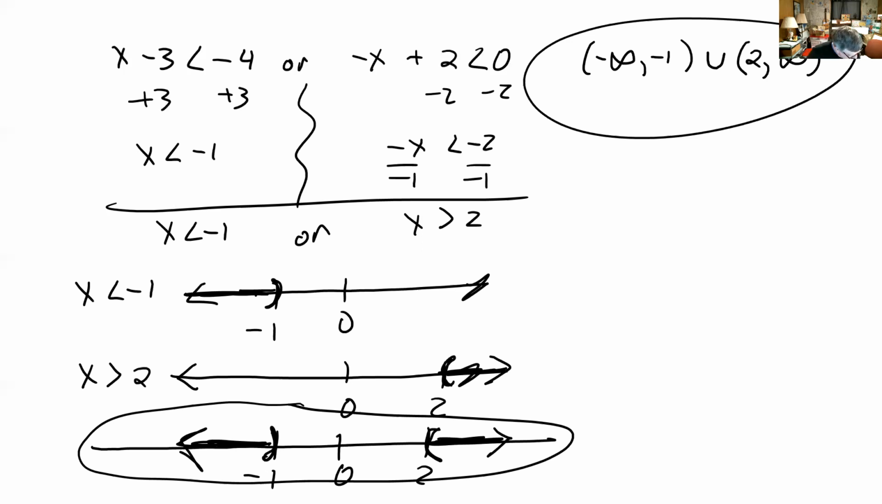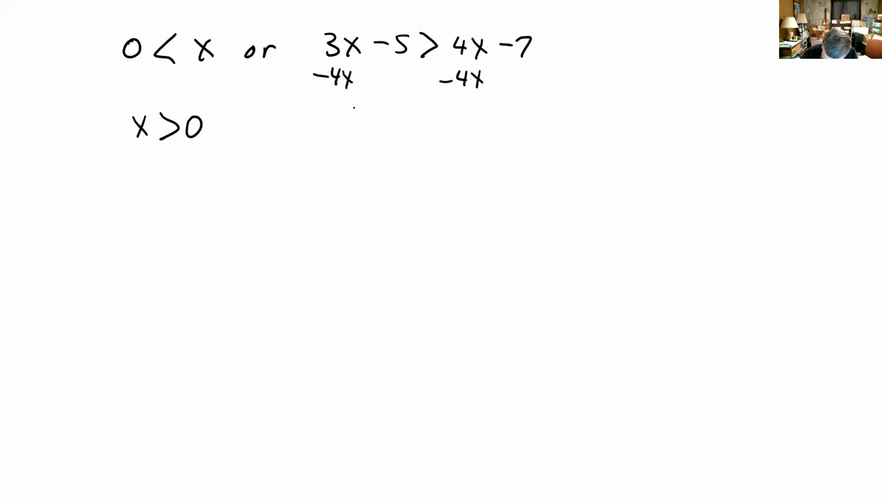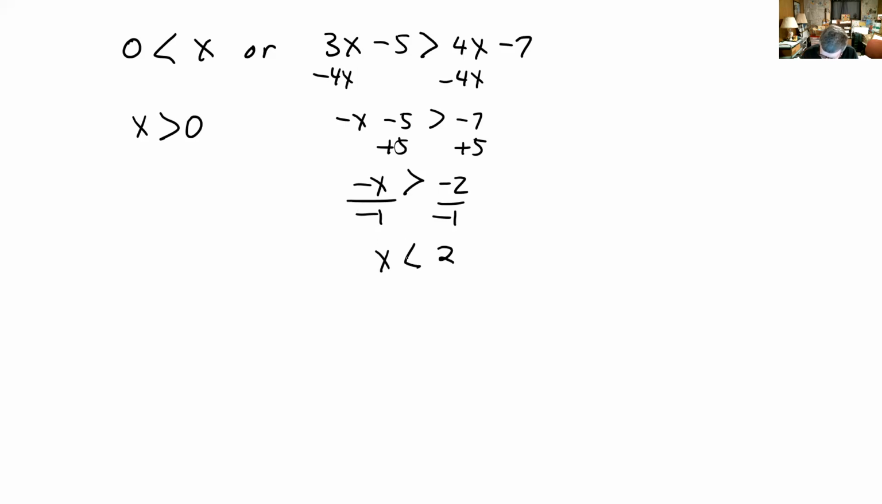Yes. Okay, now let's take a look at this one. 0 less than x, or 3x minus 5 greater than 4x minus 7. So the first thing I want to do is to solve each separate inequality and write it with x on the left. 0 is less than x is the same thing as saying x is greater than 0, okay? The one on the right, I'm going to solve it for x on the left. I'm going to subtract 4x from both sides. So -x minus 5 greater than -7. I'll add 5 to both sides. -x greater than -2. I'll divide by -1, x less than 2. Remember, I divide by a negative, so I change the sign.